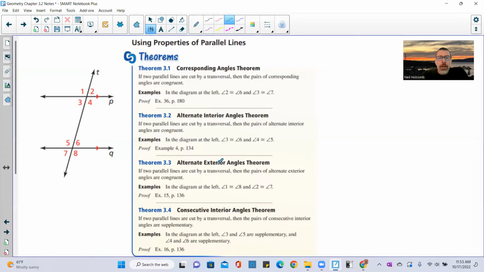Theorem 3.3, alternate exterior angles theorem. If two parallel lines P and Q are cut by a transversal T, then the pair's alternate exterior angles are congruent. So angle 1 will be congruent to angle 8, and angle 2 would be congruent to angle 7. Alternate exterior angles are congruent.